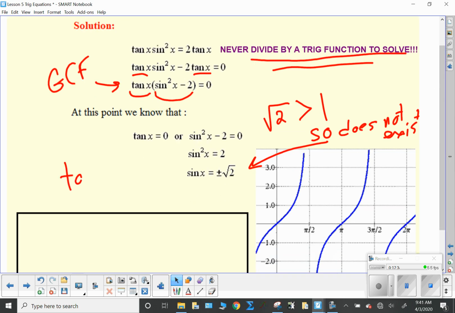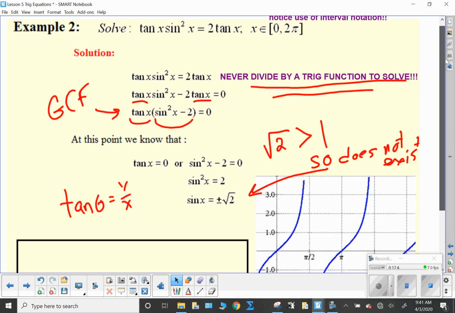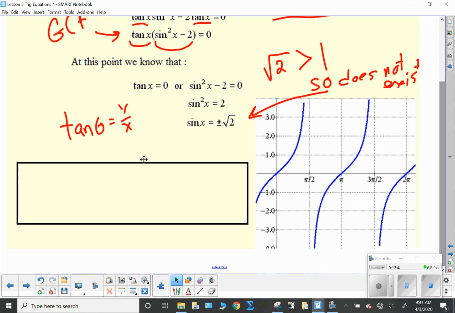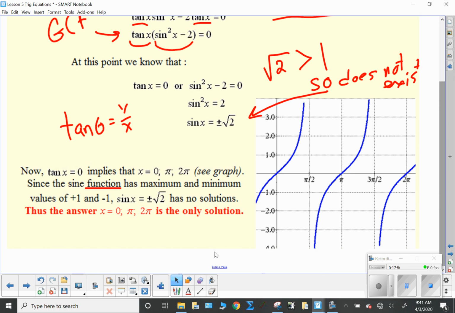Remember that tangent theta is equal to your y over your x. Where is y 0? Well, y is 0 when we're at 0 or pi or 2 pi. And we include the 2 pi because it was asked for. Most of the time it will not be asked for. Okay? And if I look at a graph, notice here, here, and here.